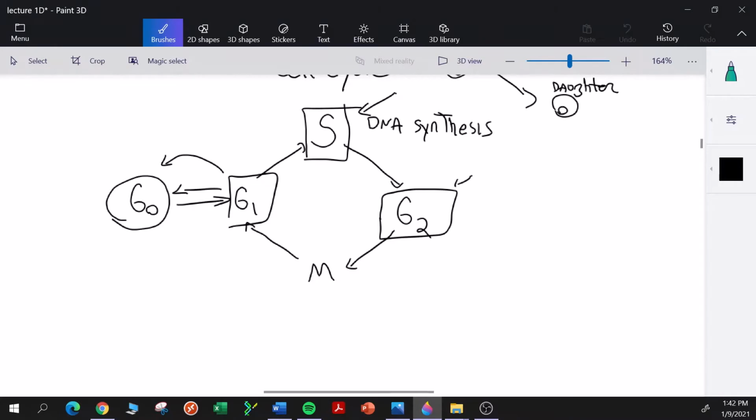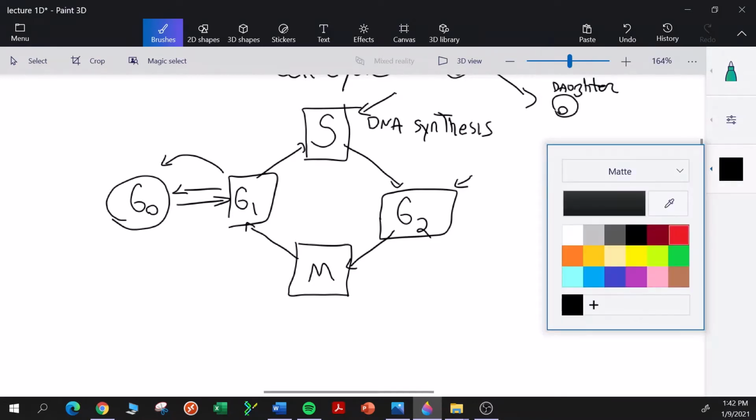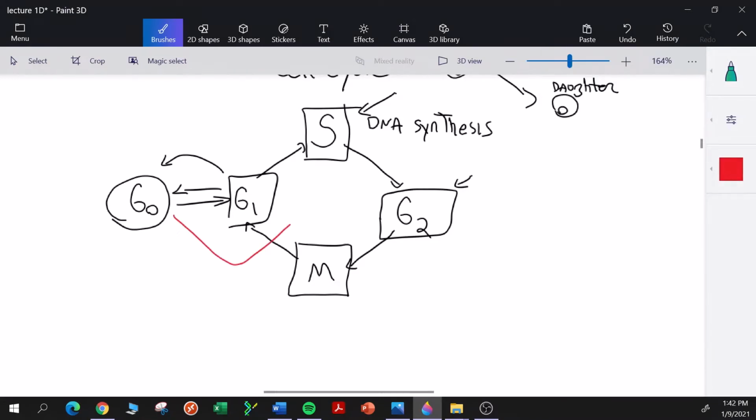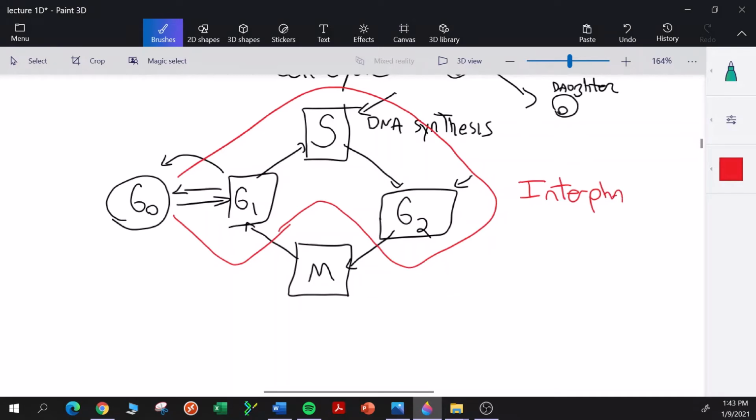Now G2, we can consider as the growth phase where the cell is preparing for mitosis, and mitosis is going to be down here. Now, all of these phases up here that are not part of mitosis, we can group together into a stage that is generically referred to as interphase. So they are all part of interphase. If the cell is not in mitosis or meiosis, it is in interphase.